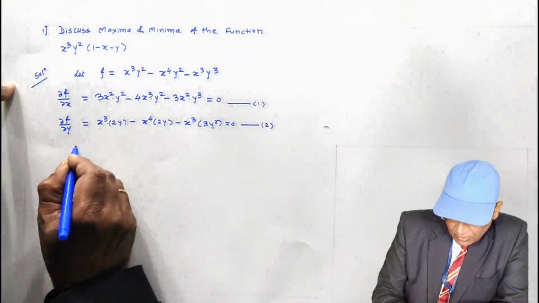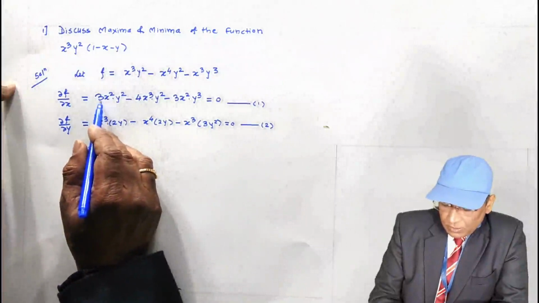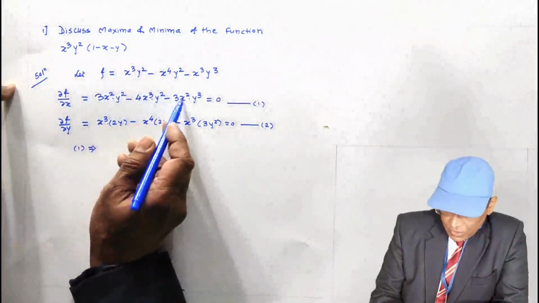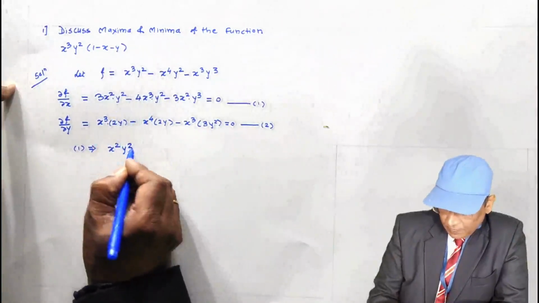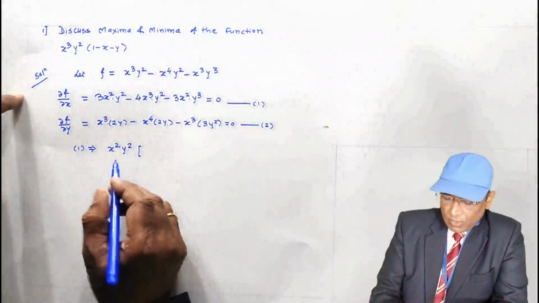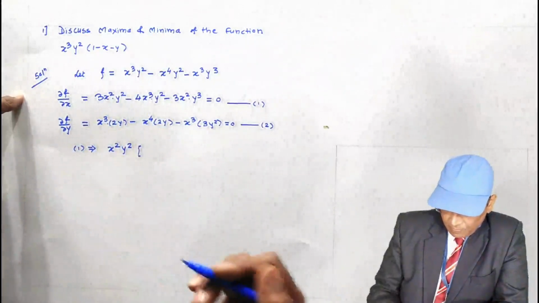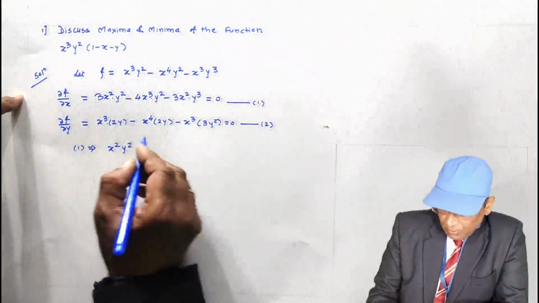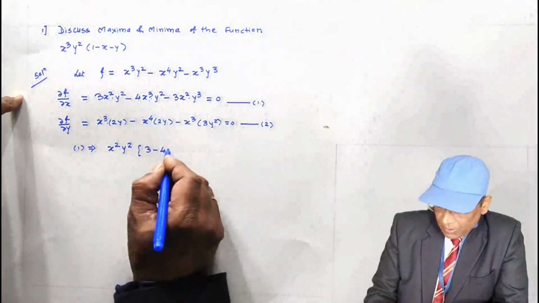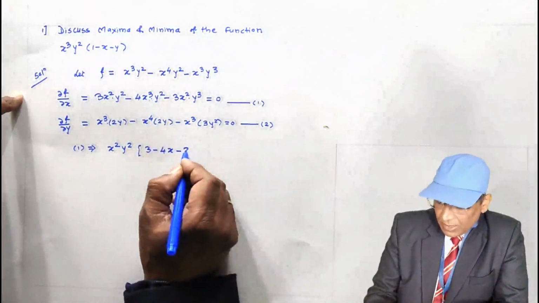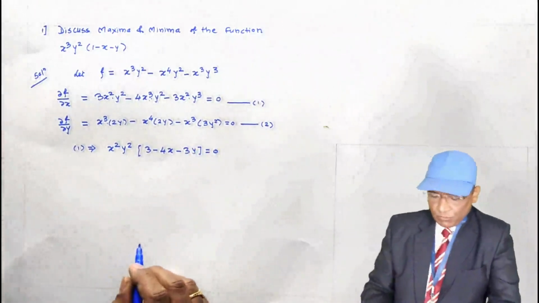Now, equation 1 I am going to solve. What is common here? x square is common, I am taking it outside. y square is common, I have taken it outside. x square y square is common, that's why I have taken it outside. Just simple simplification. Now, if you take x square y square common, then 3 minus 4x, y will remain. Okay, this is equation 1.